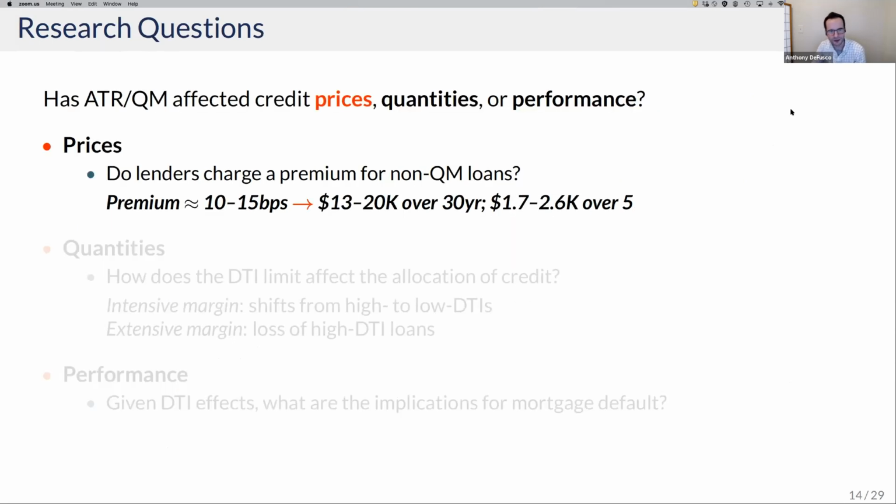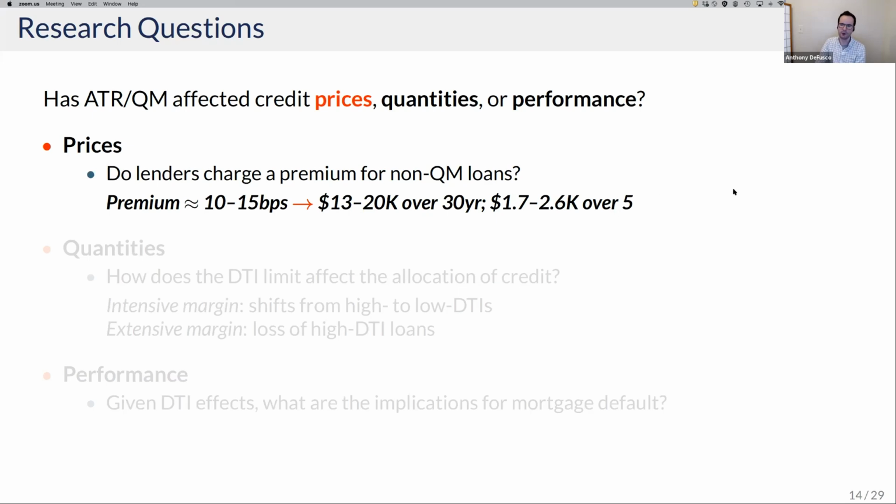How big was that effect? Well, not all that large in terms of basis points. 10 to 15 basis points isn't particularly large. If you look at the average loan size in our sample, if the borrower holds that loan for 5 years before refinancing, which is the typical length of a mortgage, that works out to about that $1,700 to $2,600 additional expense that I referenced. So not pocket change, but also not very big compared to the size of these mortgages.